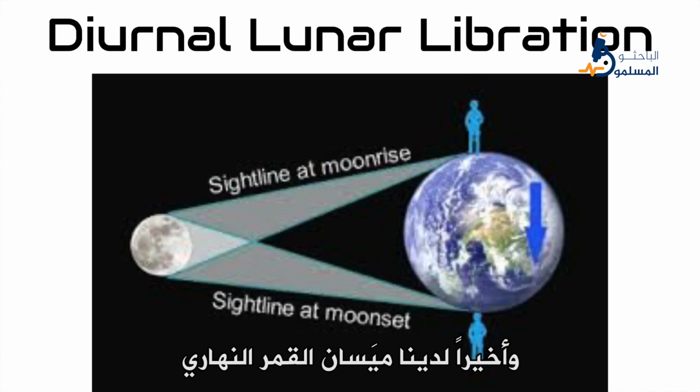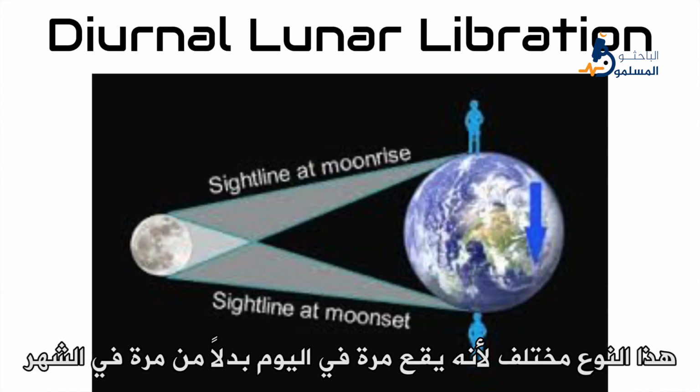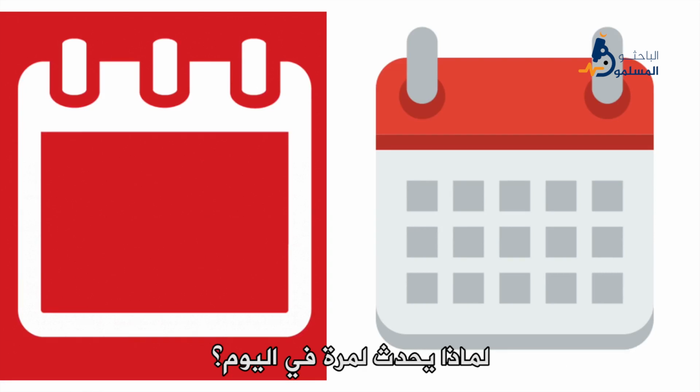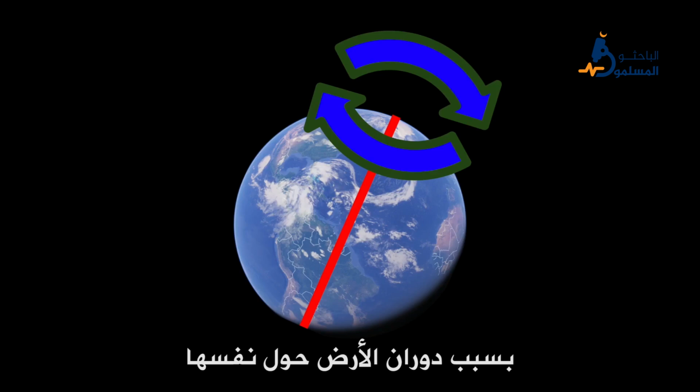Finally is diurnal lunar libration. This libration is different because it happens once a day rather than once a month. Why does it happen once a day? Because of the Earth's rotation.